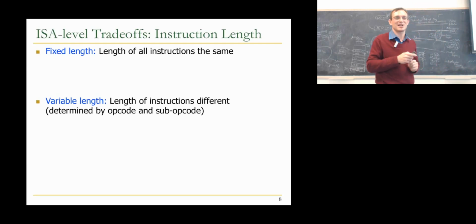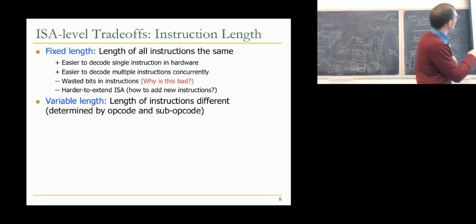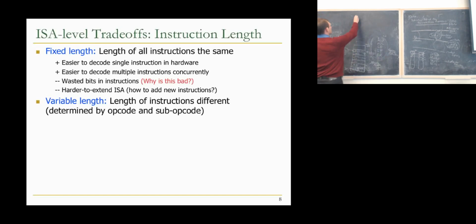It's easier to fetch, that's right. I think it's also easier to decode once you align things. So basically, simpler decoding in general. Easier to decode a single instruction in hardware. It's easier to decode multiple instructions concurrently. Well, we're going to talk about decoding multiple instructions concurrently. But this is one way of enhancing performance. This is called superscalar processing.